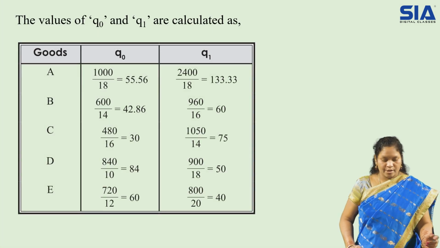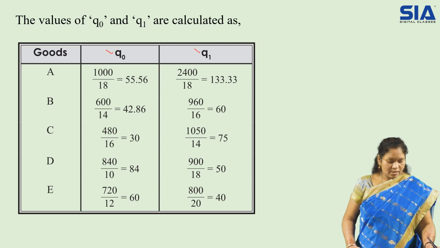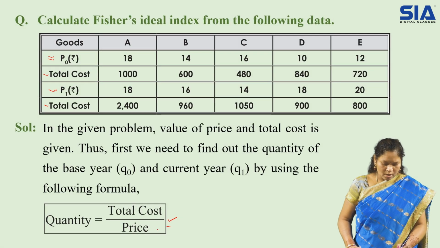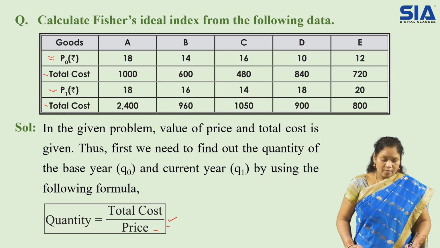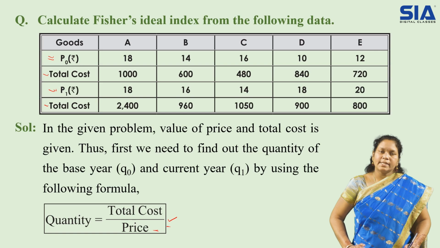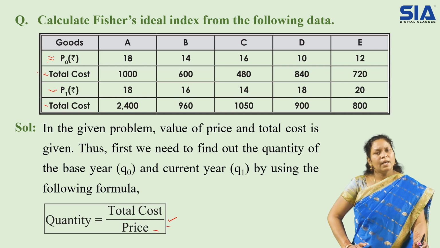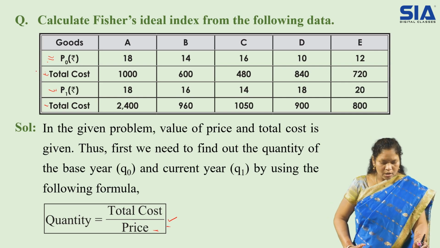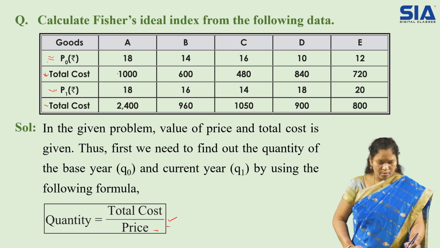So I need to identify Q naught and Q1. So I have taken the table. Now what is the formula we just discussed? That is total cost by price, right? So first Q naught I want, meaning base year quantity. That means base year total cost we have to divide by base year price. Here the total cost under P naught becomes our base year total cost. So 1000 divided by the price value, which is 18.